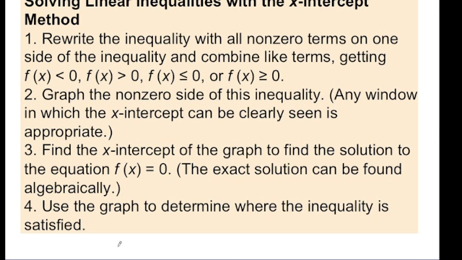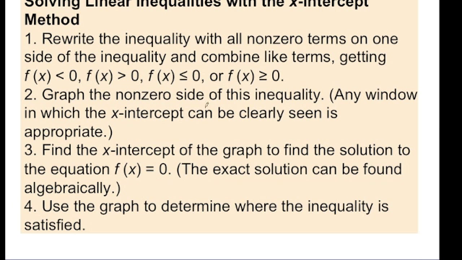We can also have a second method for using our graphing calculator to solve inequalities with the x-intercept method. First, we rewrite the inequality with all non-zero terms on one side of the inequality, I prefer the left side, and combine like terms so that we have our function less than 0, greater than 0, less than or equal to 0, or greater than or equal to 0.